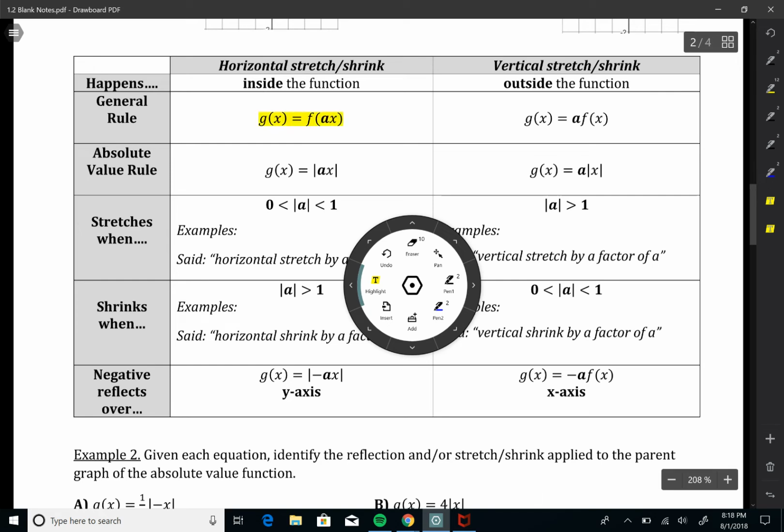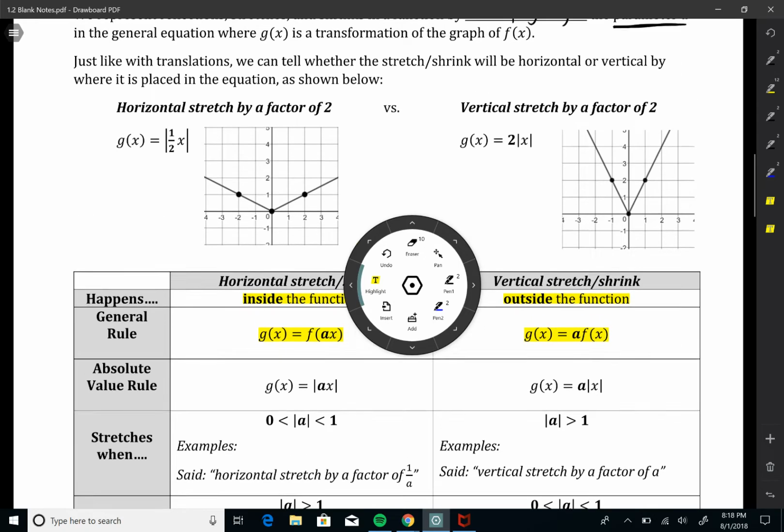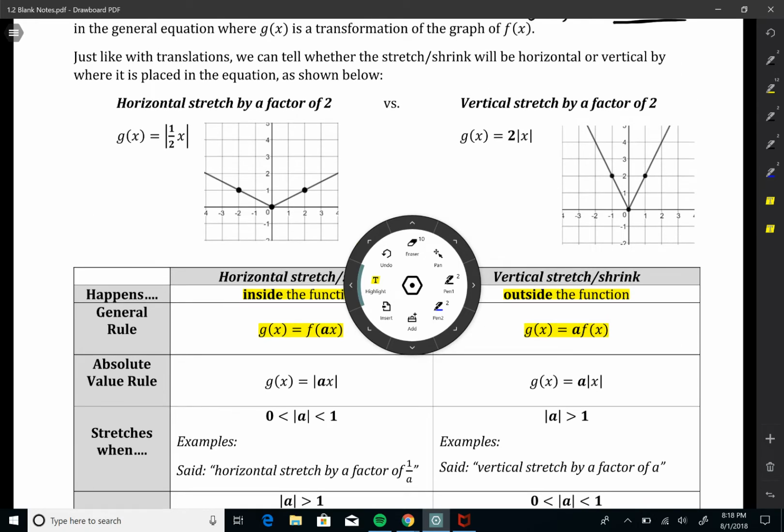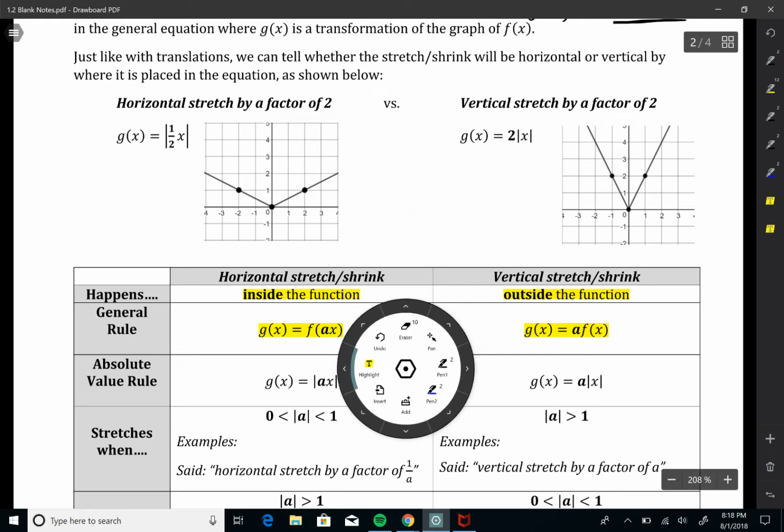A horizontal stretch or shrink happens inside the function. As you can see, my a value is inside being multiplied by the x. If it's a vertical stretch or shrink, it happens outside the function. And as you can see, my a value is on the outside of the function, so that's being multiplied by your f of x or your y. That's why it's changing vertically. I have two examples up here so you can see, and hopefully if you just think in terms of horizontal or vertical, it makes a little sense.